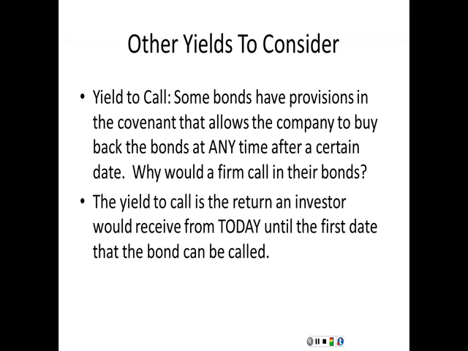Now for the yield to call, we just assume the firm will call in their bonds on the first possible date, and the covenant typically says they can't call in the bonds before date XYZ. So when we do yield to call, we assume that the firm will act on this the very first day they can do it. So yield to call is the return up until that date. So it's the same idea as yield to maturity, except the date we use is the first possible call date. And this concludes bonds.